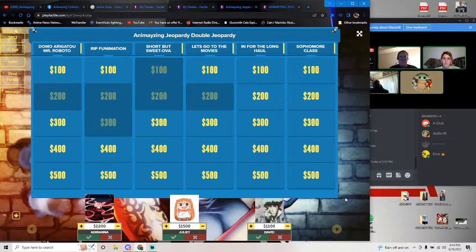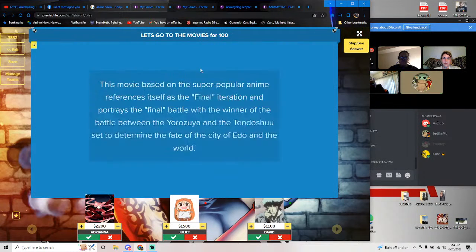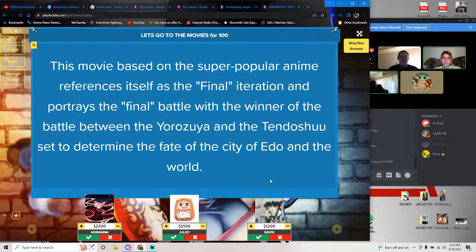Let's go to the movies for 100. This movie, based on the super popular anime, references itself as the final iteration and portrays the final battle, with the winner of the battle between Yoruzuya and the Tendoshu set to determine the fate of the city of Edo in the world.